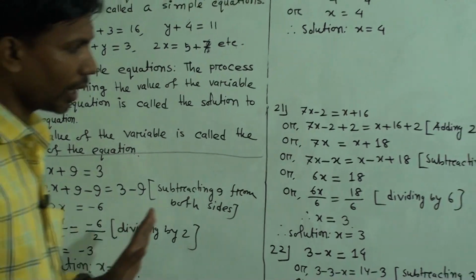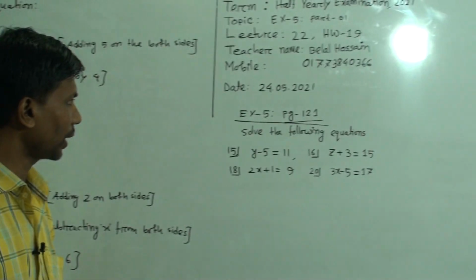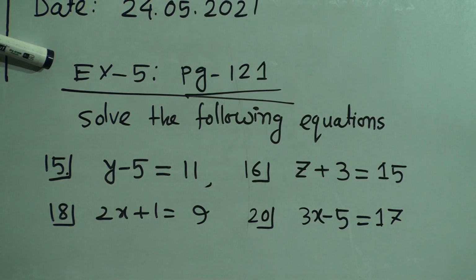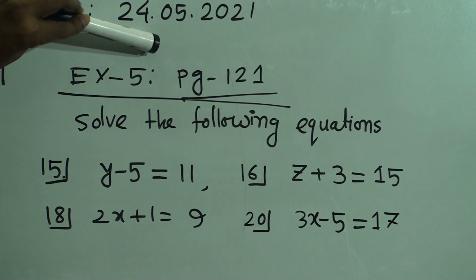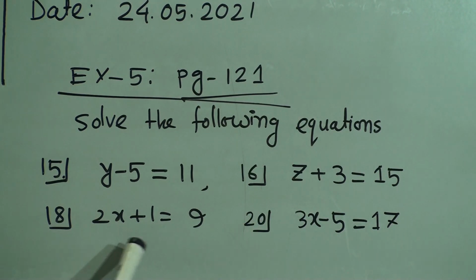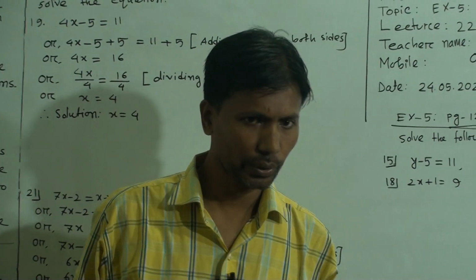Now I talk with you about HW. Look student, about HW, exercise 5, page number 121. Okay, solve the following equations. Question number 15, y minus 5 equal to 11. Question number 16, z plus 3 equal to 15. Question number 18, 2x plus 1 equal to 9. Question number 20, 3x minus 5 equal to 17. Okay student, this is your HW.